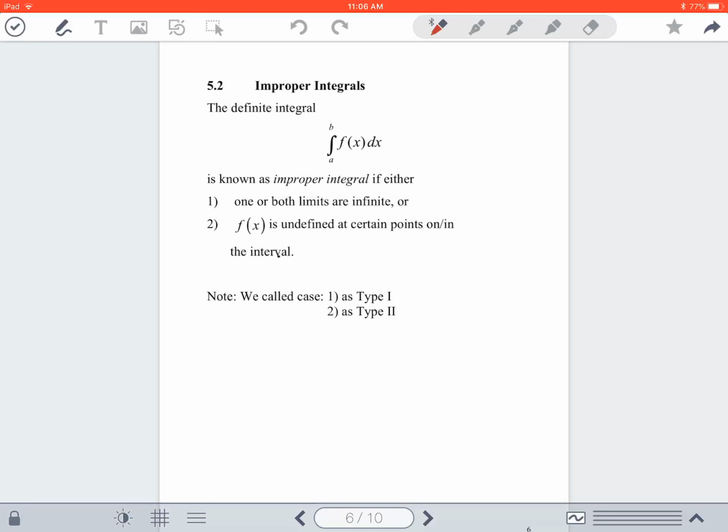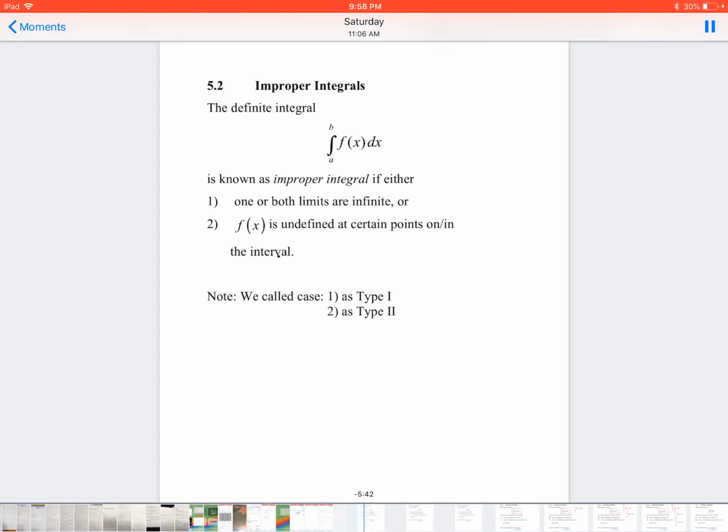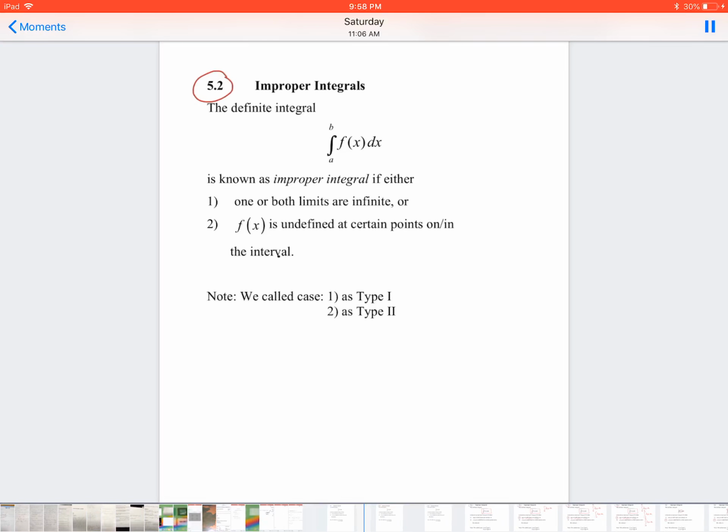Okay, so we're done introducing you to the L'Hopital rule, because we will use the L'Hopital rule for solving the improper integration in this section. Okay, this is our main content.